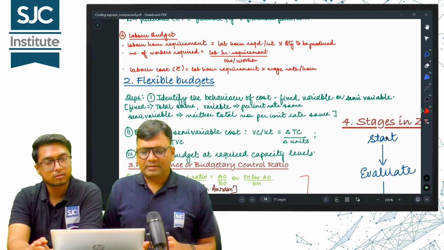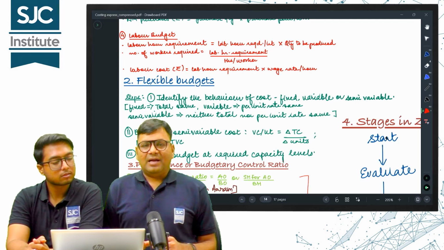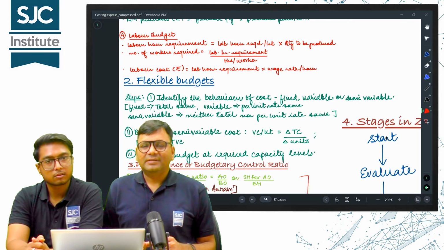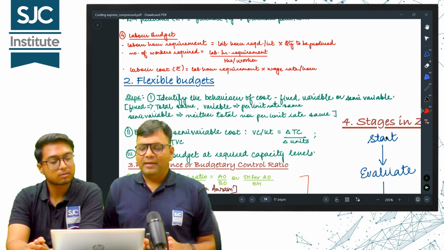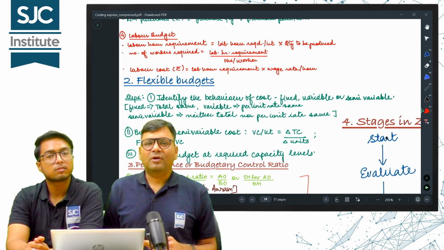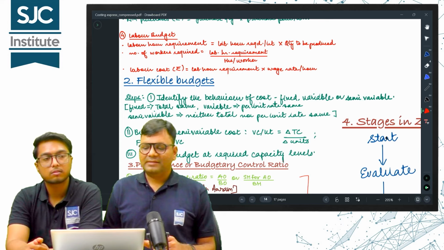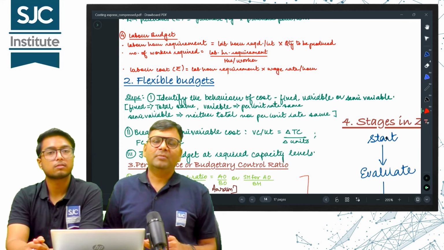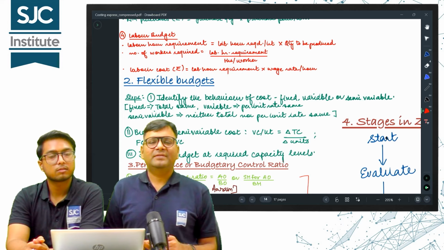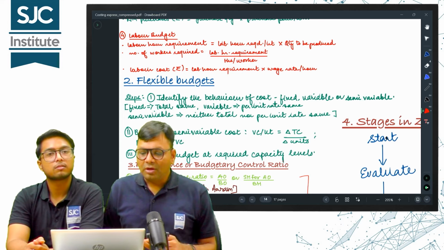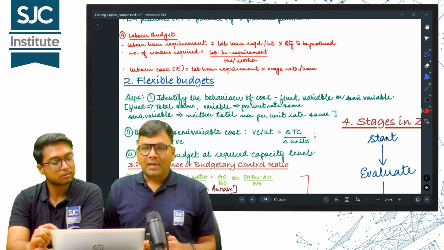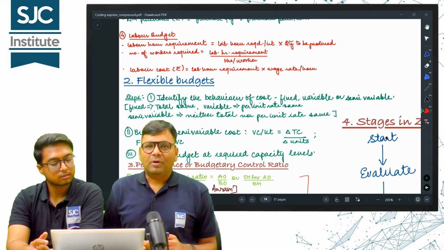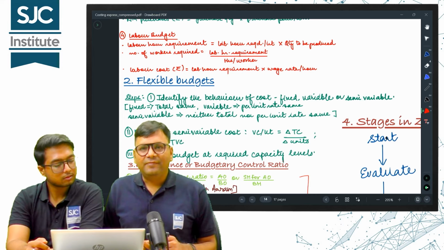Next is flexible budgets. Flexible budgets are prepared using three steps. First step is to identify the behavior of cost. The given cost is either fixed or variable or semi-variable. If it is fixed, the total amount would be same. If it is variable, the per unit amount will be same. And if it is semi-variable, neither total nor per unit would be same. If it is a semi-variable cost, you have to take its breakup into fixed and variable.